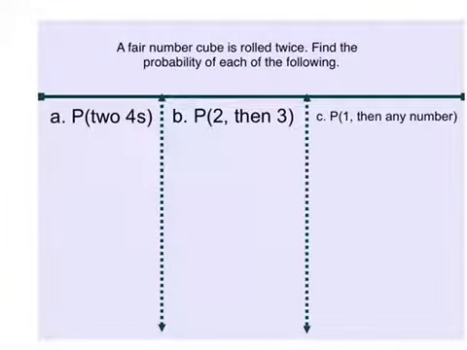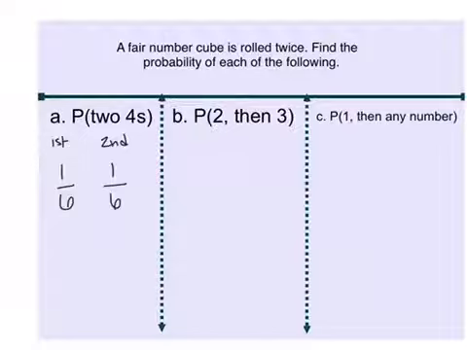So now I'm going to change it up a little bit. I have a fair number cube that is rolled twice, and I want to find the probability of getting 2 4s. So if I'm rolling it twice, I'm going to have 2 separate probabilities. I have the first event, so the first roll, and then the second roll. So in the first roll, I want to get a 4. Well, there's only one way I can get a 4 out of 6. Now I'm going to roll that dice again. It's not like the 4 disappears. It's still on that dice. So if I roll it again, I still have the option of 1 out of 6.